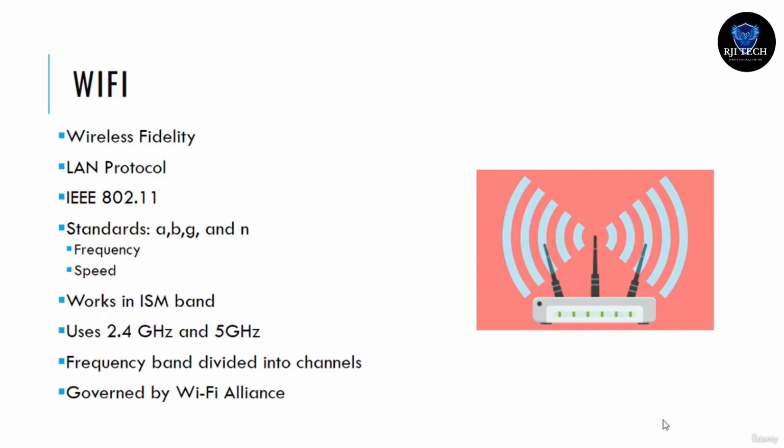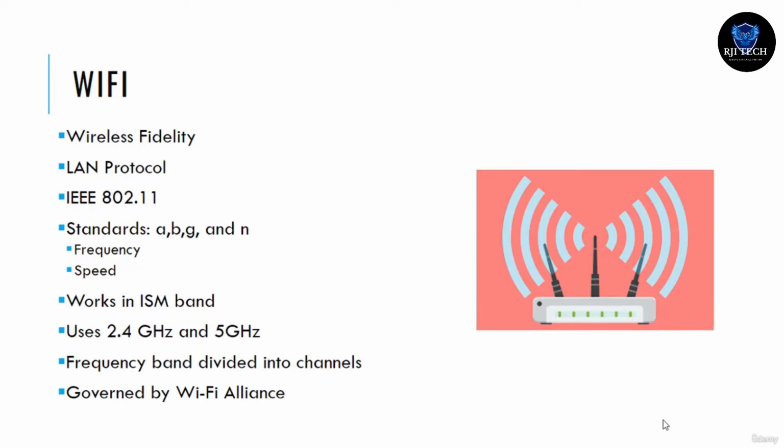A, B, G, and N are the names of these standards. They differ in the frequency used and the speed achieved for the wireless communication. The Wi-Fi generally works in the ISM band, so it needs no license from the regulatory authority. It uses the frequencies of 2.4 GHz and 5 GHz. According to the standard, either it is A, B, G, or N.